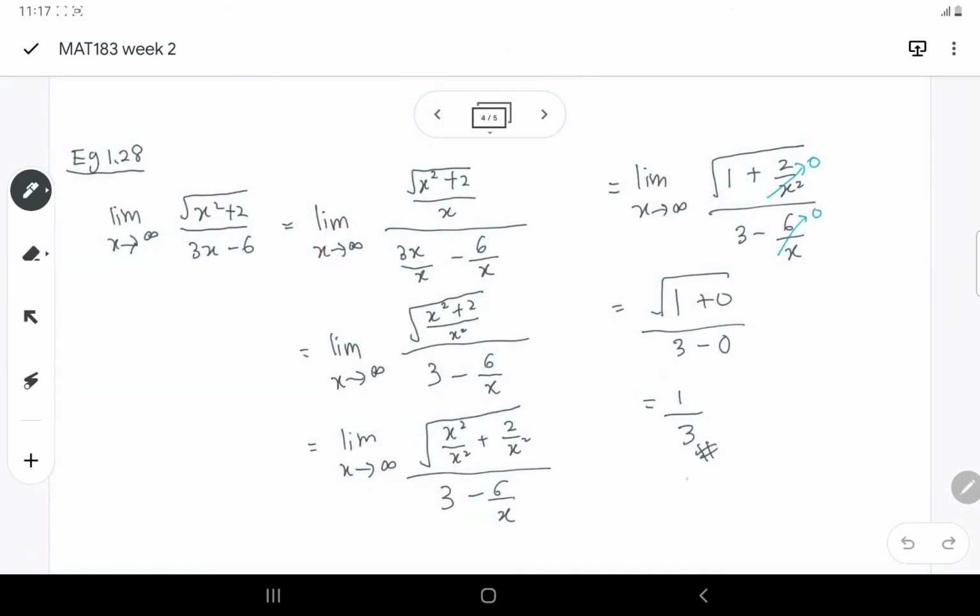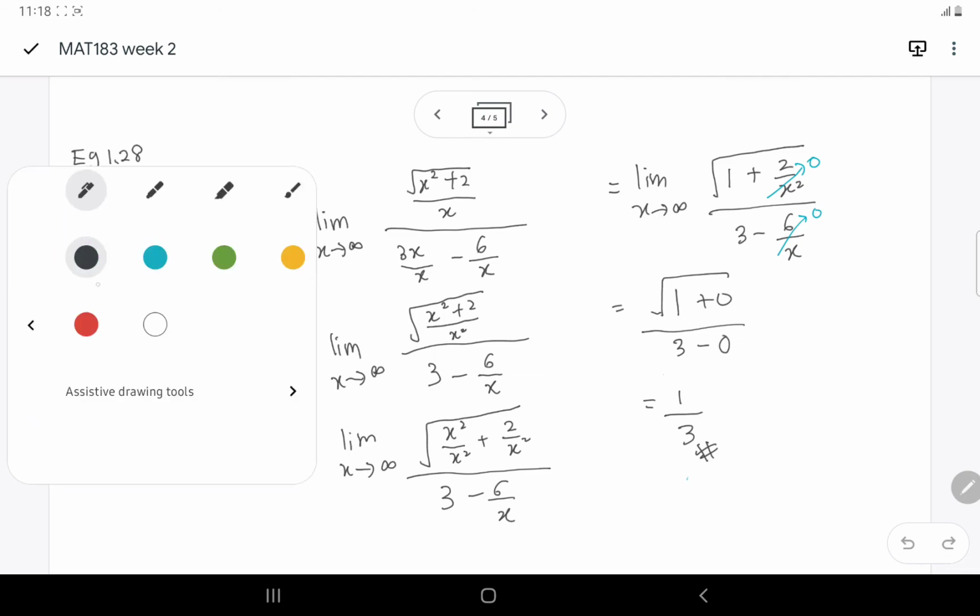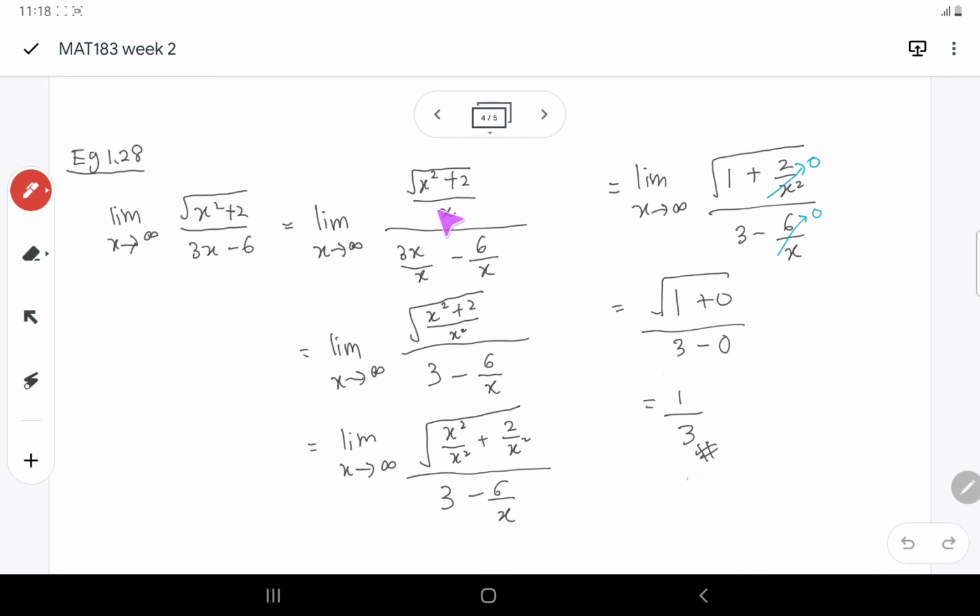Sekejap, eh. Okay, you all sorry, ada pembetulan sikit untuk yang example 1.28. Each time you are facing this problem, limit x approach infinity and the function is with square root, kita kena divide the term with the highest order in the denominator, kan? Tapi term yang kita bahagikan tu, kita kena letak absolute value kat sini. Okay, kena letak absolute value.